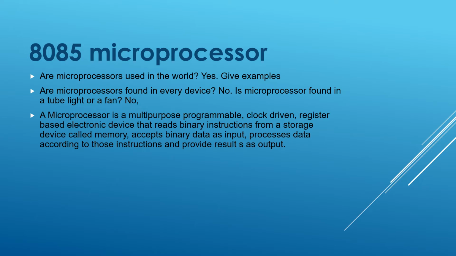is no microprocessor involved. We take this definition for a microprocessor: a multipurpose programmable clock-driven register-based electronic device that reads binary instructions from a storage device called memory, accepts binary data as inputs, processes data according to those instructions, and provides results as outputs.